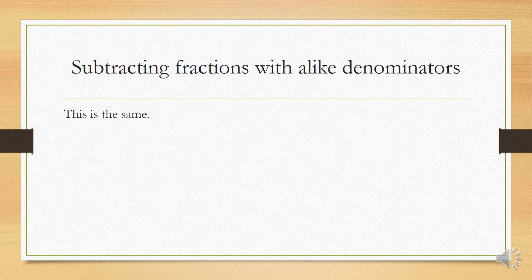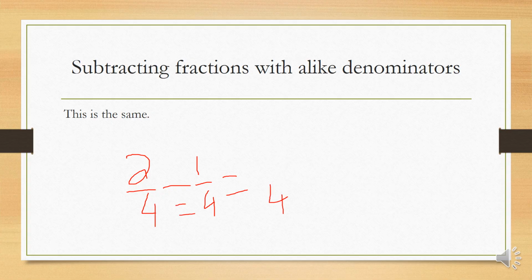Now, subtracting fractions with like denominators. This is the same thing. You just basically go 2 over 4 minus 1 over 4. What do we do first? We check the denominators. This is the same, so we keep it. And then 2 minus 1, that equals 1. This is the answer to this question.